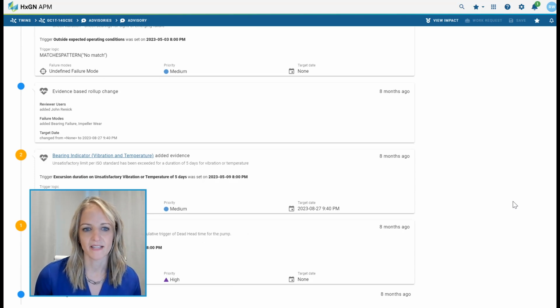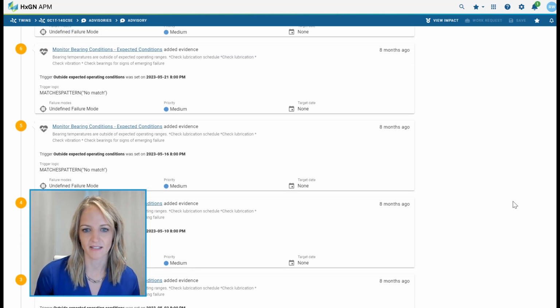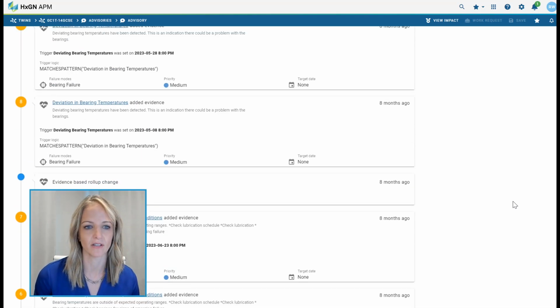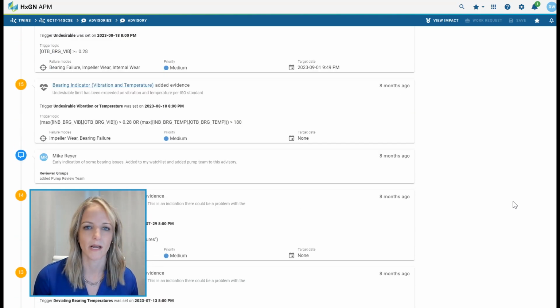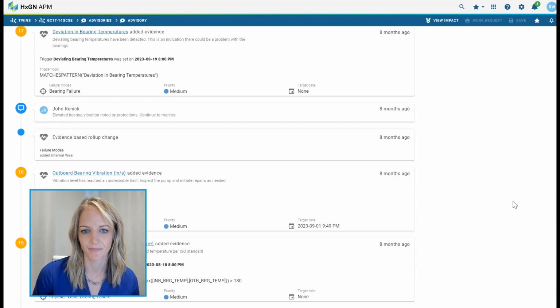Once one advisory is generated for a given asset, as the analytics fire and detect certain characteristics or behaviors that you want to be notified of, those pieces of evidence are accrued into a single advisory, making it easy to recount the timeline of what is actually going on with the asset.